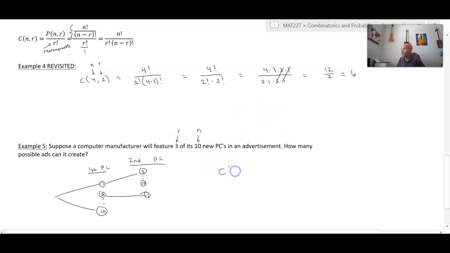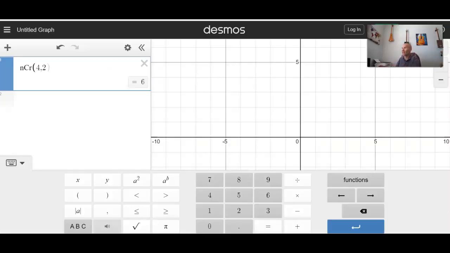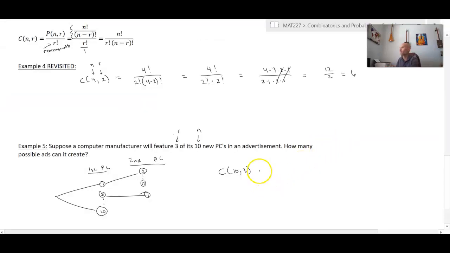So the number of combinations of 10 items, selecting 3 from there, and I won't do the third PC column, but we can now calculate it in here. And by the way, you can also just type in nCr, 10, 3. There's 120 possible ads that we can create.